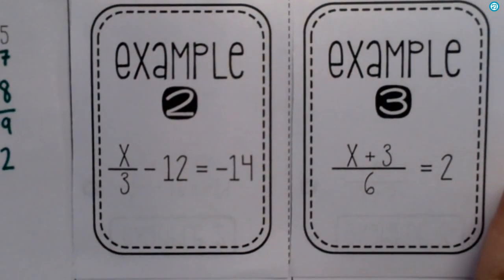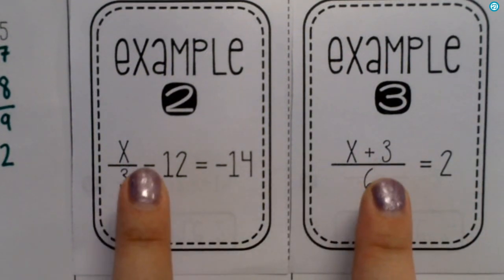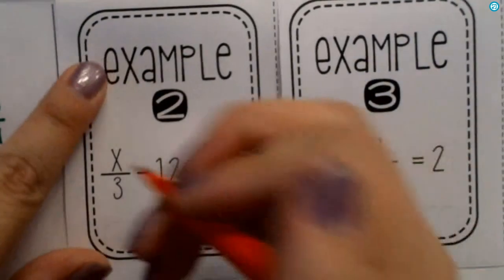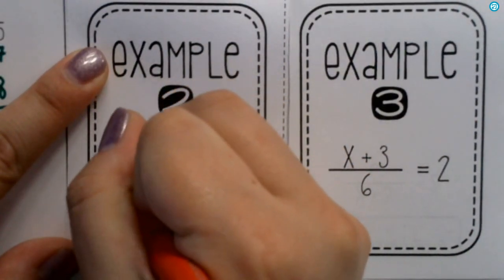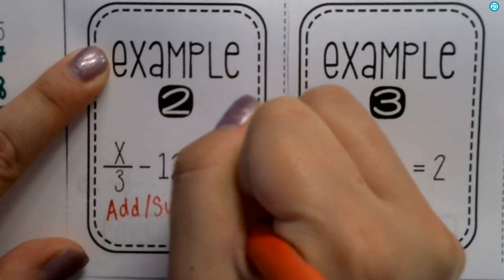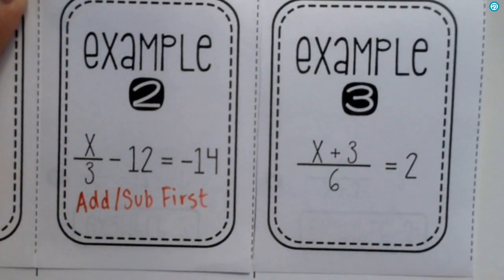So here is the key difference to how we solve a problem. There's a note sheet on your desk already. Here is the key difference to how we solve a problem that has a fraction and addition or subtraction. If what we are adding or subtracting is outside the fraction, we are going to add or subtract first. So I'm going to write that on the flap here as a reminder to myself. So we're going to add or subtract first.